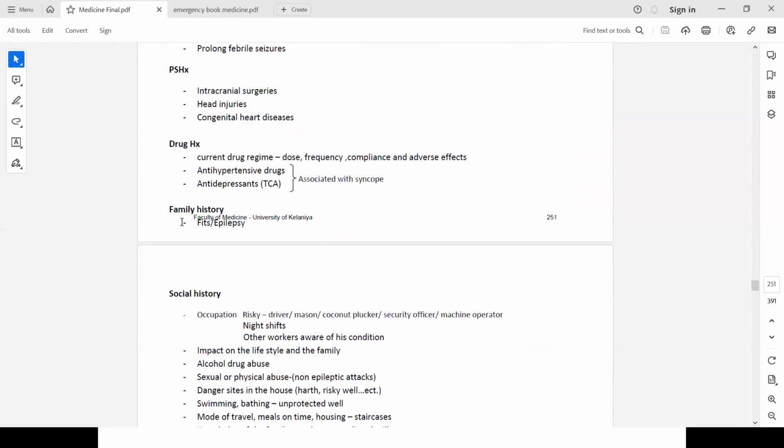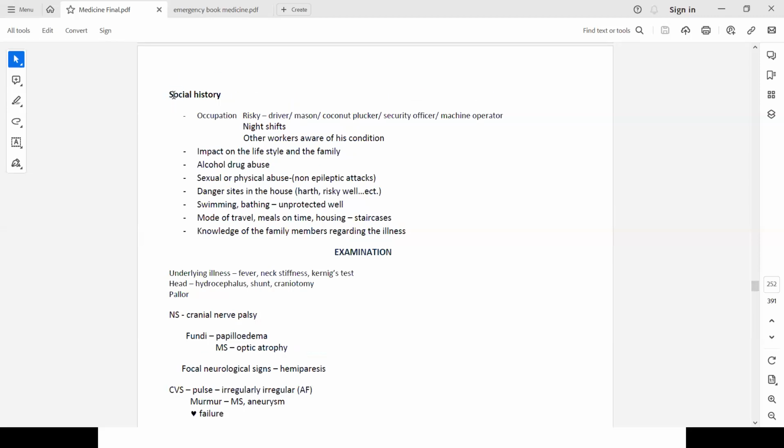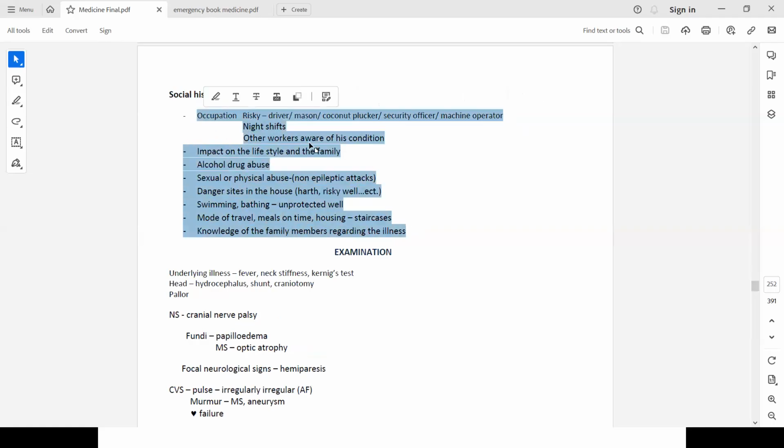Medical history, surgical history, drug history, family history, important. Social history is also very important with regards to occupation. I told you, drivers, construction workers, whether they work at heights, machine operators, shift workers, because sometimes night shifts breaking sleep can worsen the condition. Substance use, important. Danger sites in the house, swimming, bathing. These are very important. It shows that you're thinking about the patient's social aspects, not just the epilepsy.